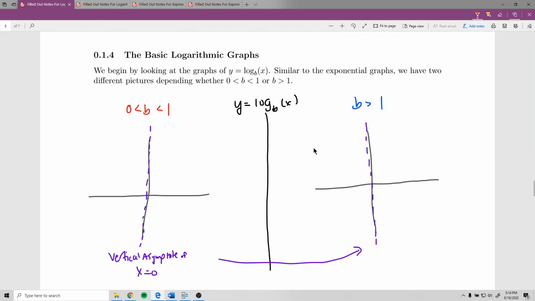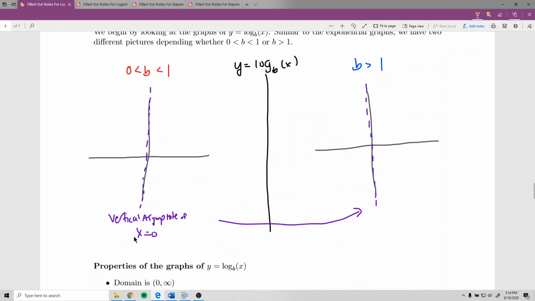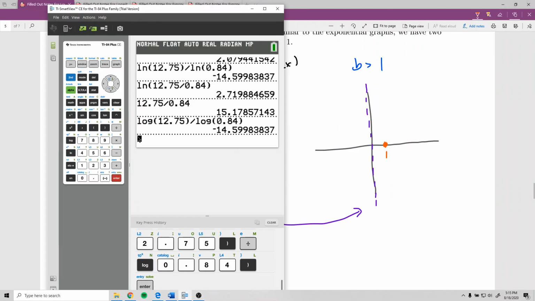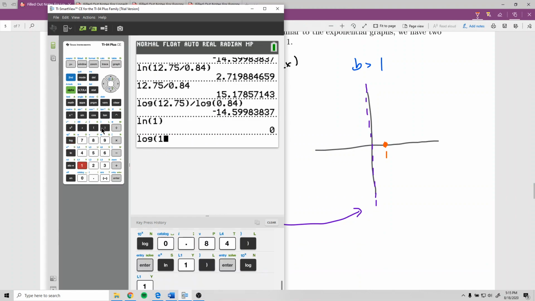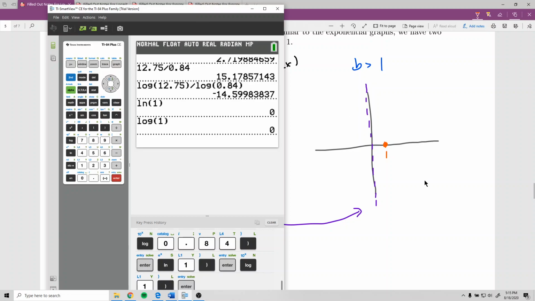Now, since we don't really have log rules like we do exponential rules, one thing we'll go ahead and mention is that you do have an x-intercept at x equals 1. And for the x-intercepts, we know that y is 0. And that's for both of them as well. Right, so what is the case is if the inside of the log is 1, the output is always 0. It doesn't matter what the base is. And I can just show you with ln and log. If we type 1 into each, they are both 0.